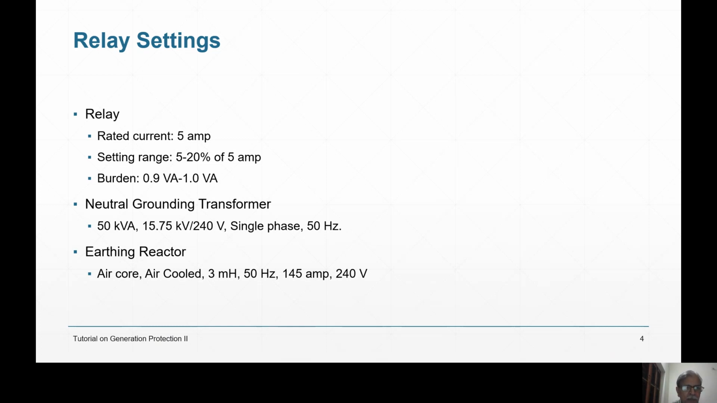Neutral grounding transformer: we don't need it in differential protection calculations, but just given, it's a 50 kVA distribution transformer, 15.75 kV to 240 volts, single phase, 50 hertz, because it is used in the neutral, so it is single phase. Earthing reactor is air core, air cooled, no special cooling is there. 3 millihenry and 50 hertz. 145 ampere is the current that it can take, and 240 volt is the voltage rating of the earthing reactor.